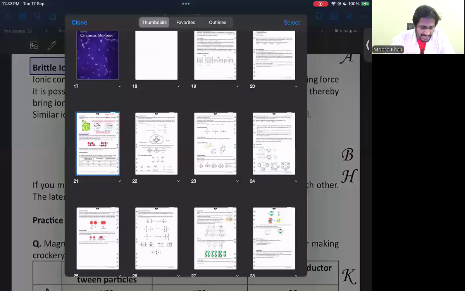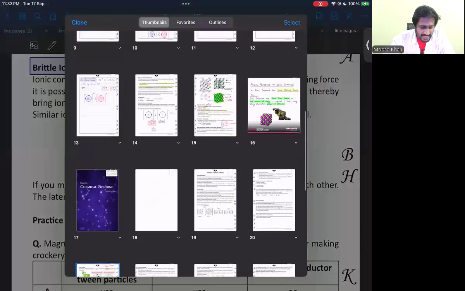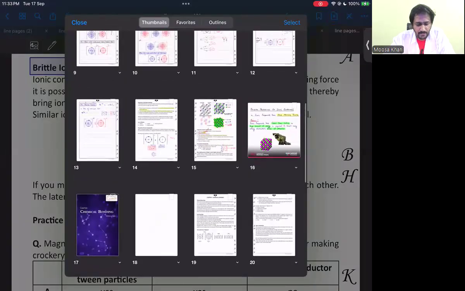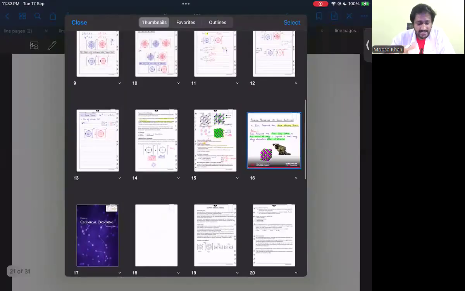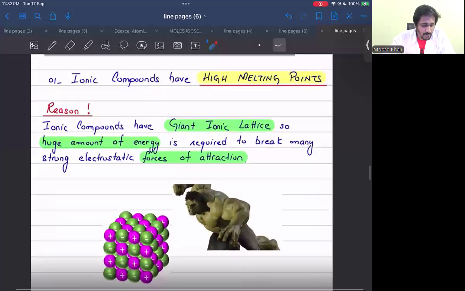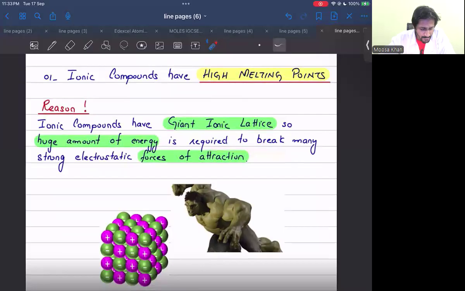Why do they have very high melting and boiling points? Again, they ask you this question in AS level for 2 marks. Because ionic compounds have a giant ionic lattice, a huge amount of energy is required to break many strong electrostatic forces of attraction. What are the electrostatic forces of attraction?